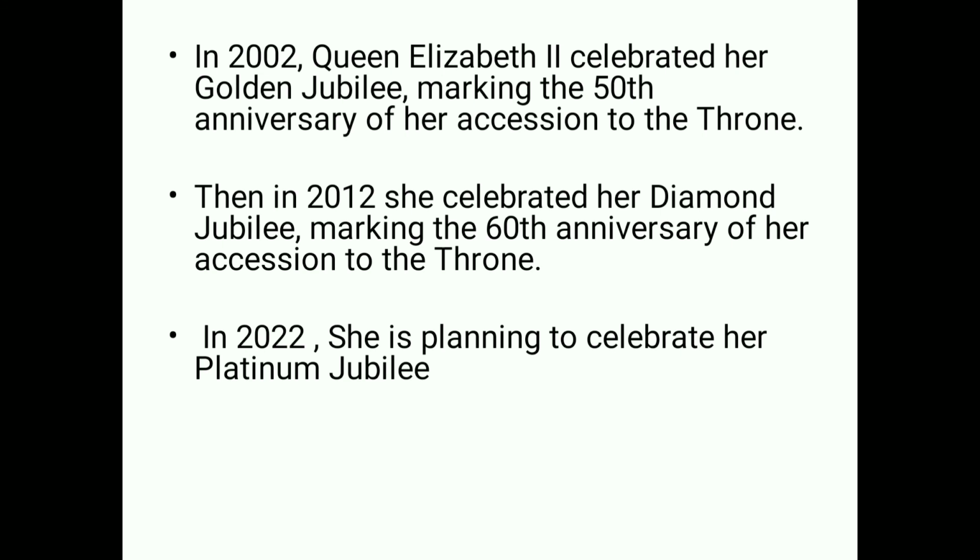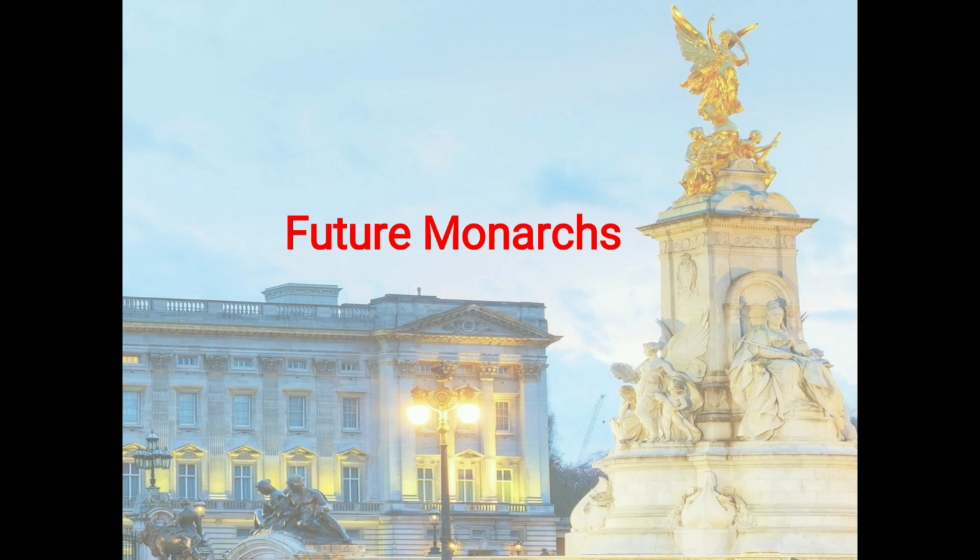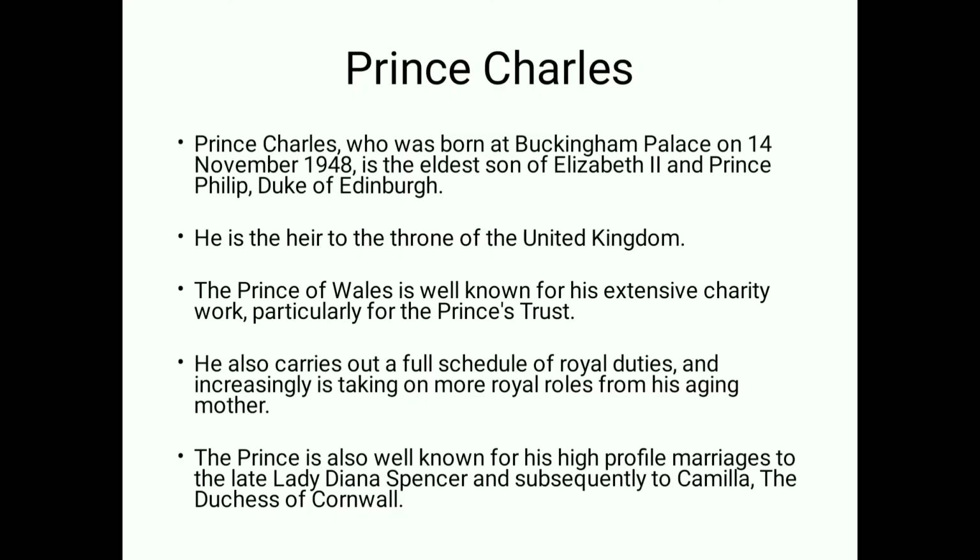Okay, next, let's have a look at the future monarchs. So that was Queen Elizabeth II for you, and now we are going to see the future monarchs. The first one is Prince Charles. Prince Charles, who was born at Buckingham Palace on 14th November 1948, is the eldest son of Elizabeth II and Prince Philip, Duke of Edinburgh. He is the heir to the throne of the United Kingdom.